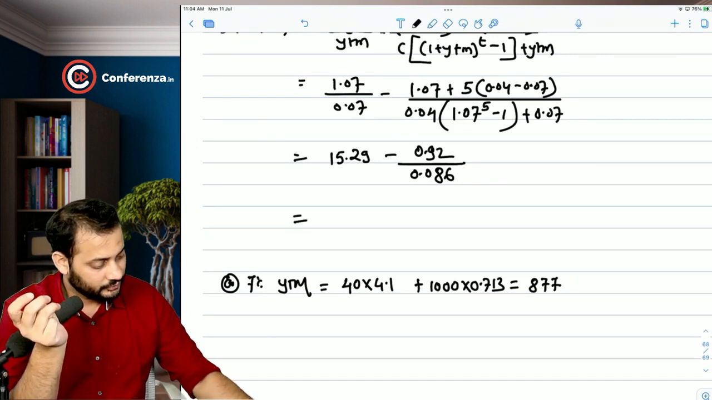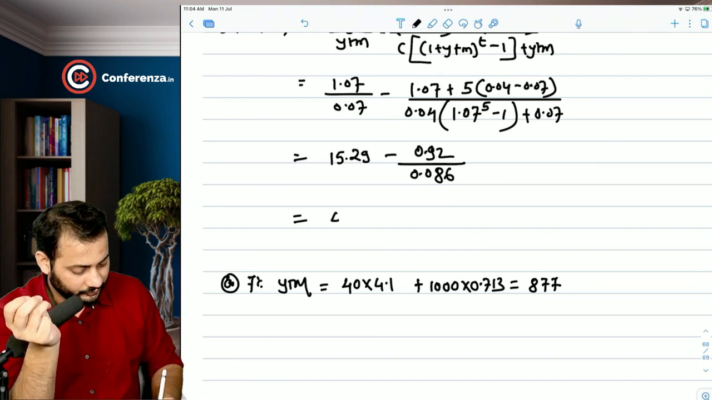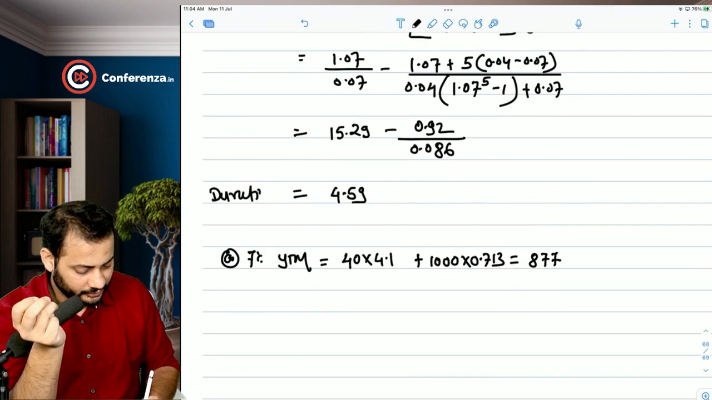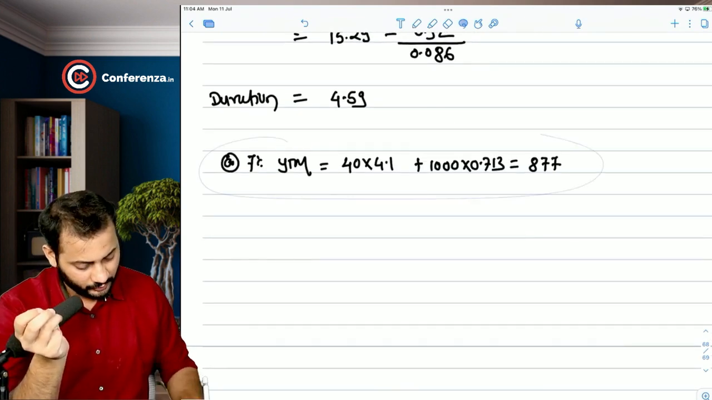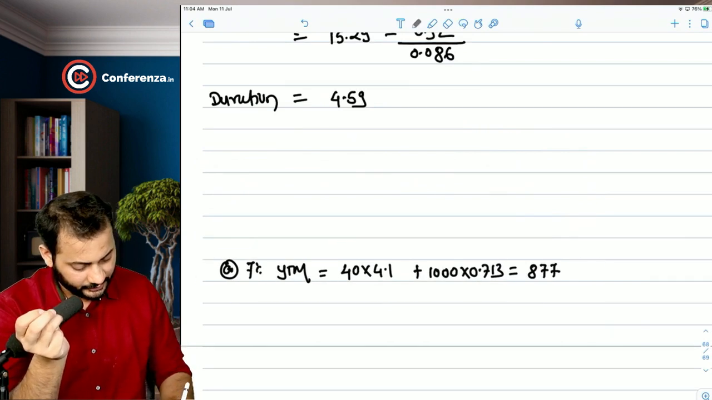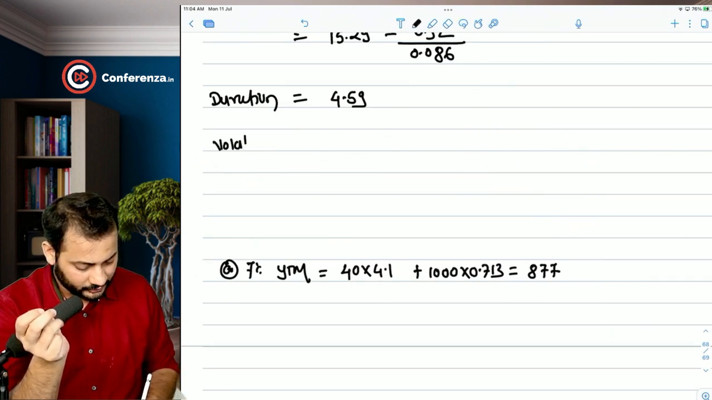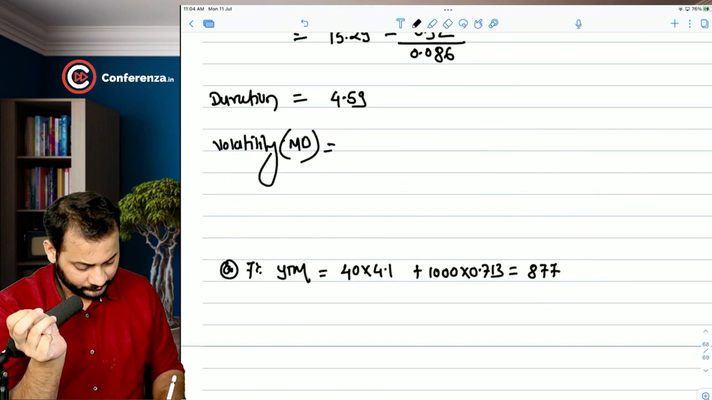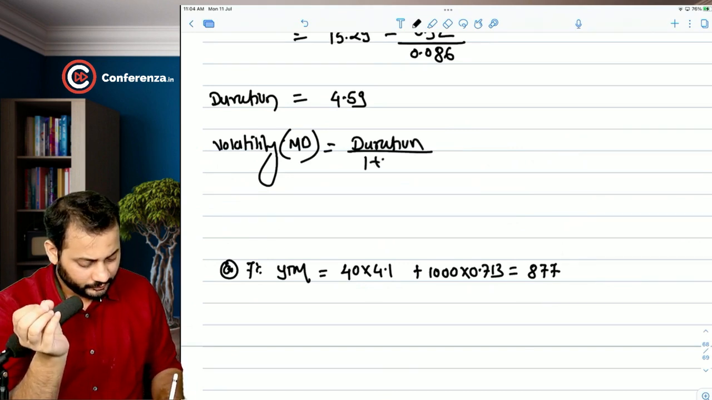0.086. So 0.92 divided by 0.086 equals 15.29. So that will give you 4.59. This is your duration. That is called Macaulay's duration, right? Now, a couple more things. Once you reach the duration, we can calculate the volatility also, which we call modified duration, which is nothing but duration divided by 1 plus YTM.